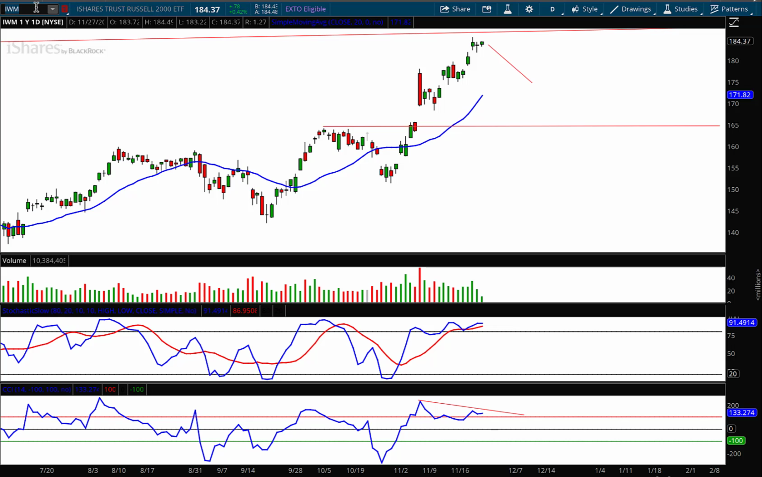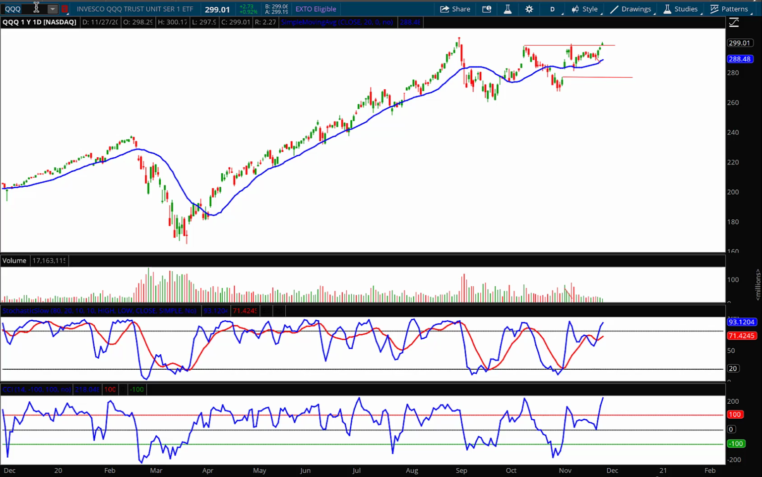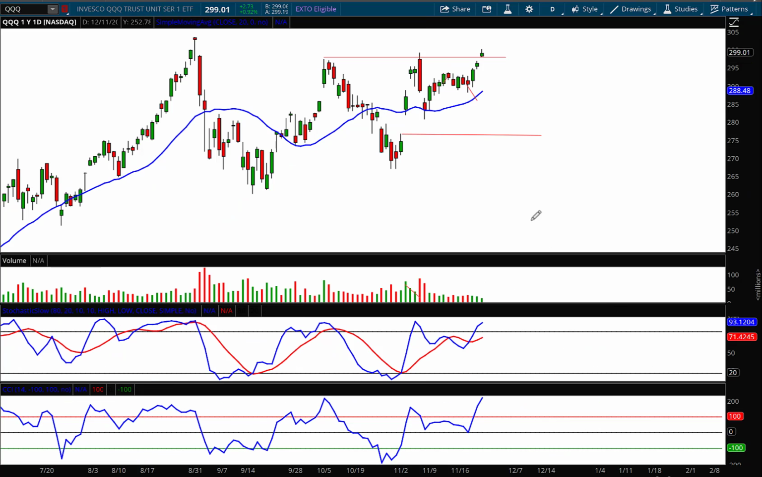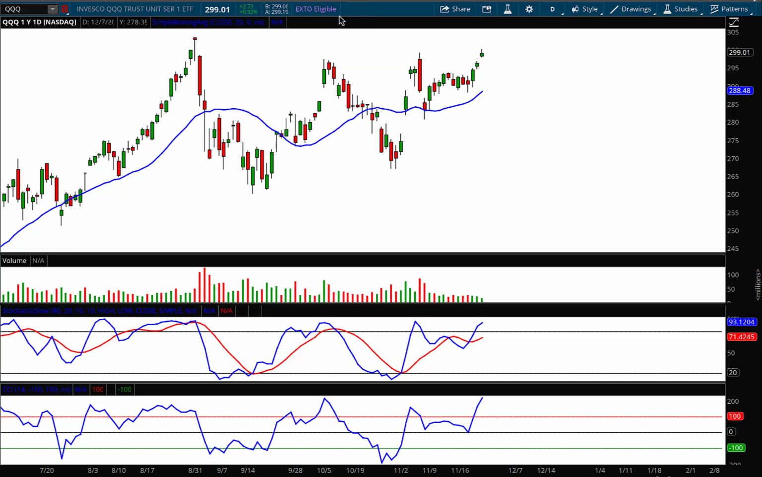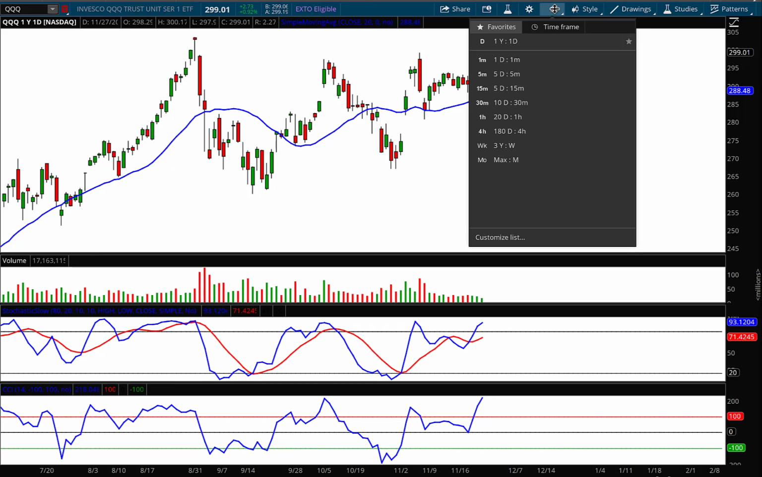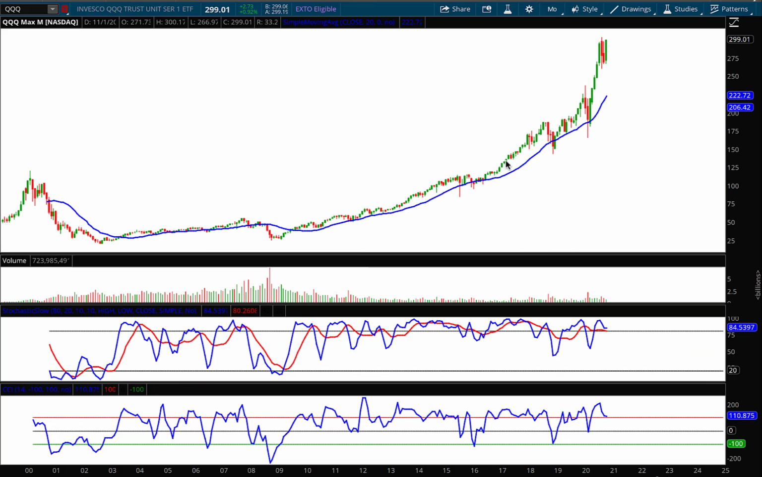Now finally, looking at the Qs, that's the tech sector. That's the QQQ right there. I'm going to keep all this in place. We did pull back a little bit earlier in the week. We didn't hit the target, but I think we have a gap right here. And I'm going to show you the megaphone top on this one as well. It's pretty impressive. If I go back and look at the monthly chart right there, just boom, look at that.